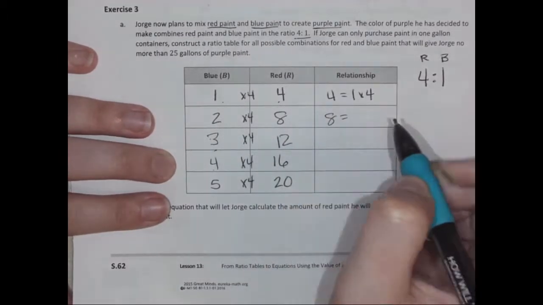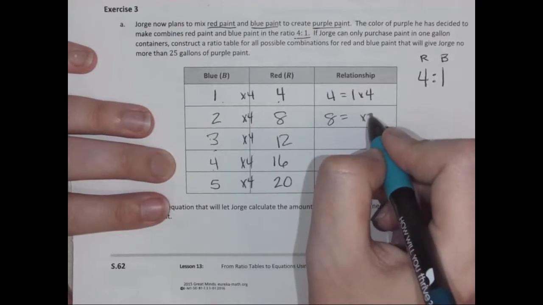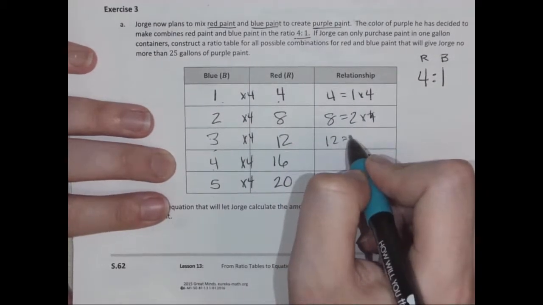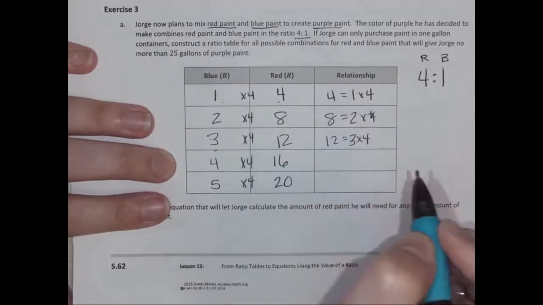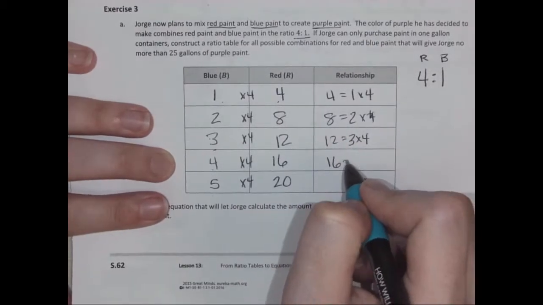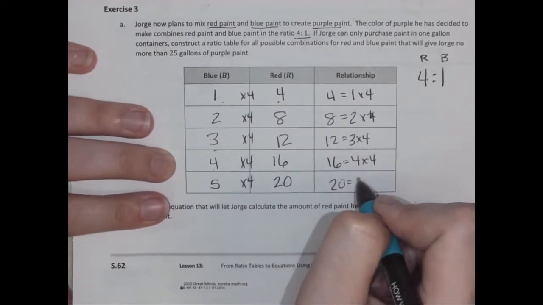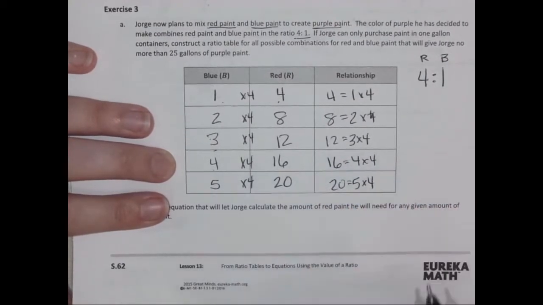So 8 is 2 times 4. 12 is 3 times 4. Yeah, you can say it either way, that's fine. 16 is 4 times 4. And 20 is 5 times 4. Good.